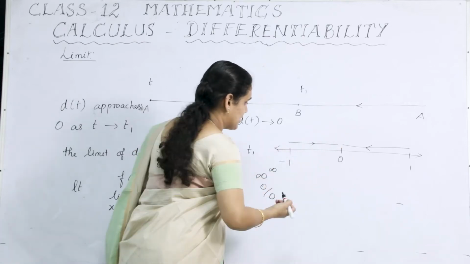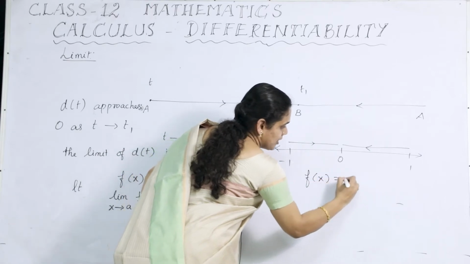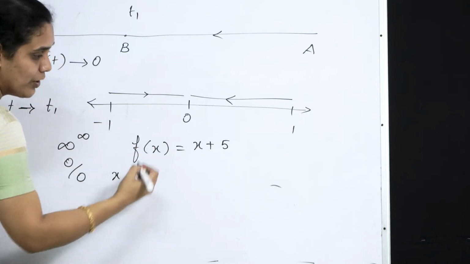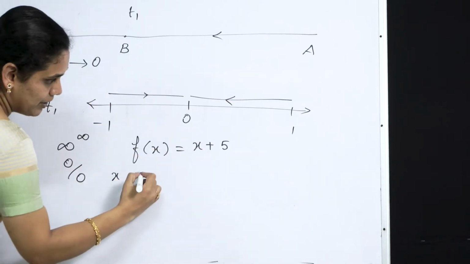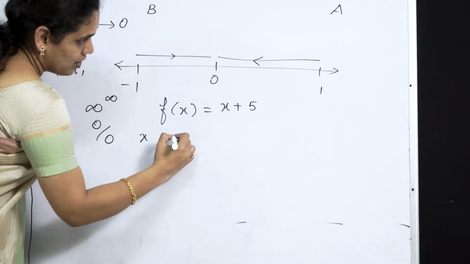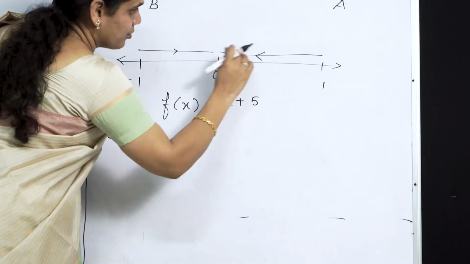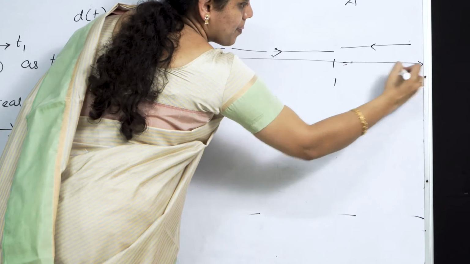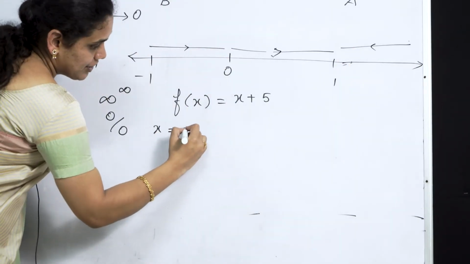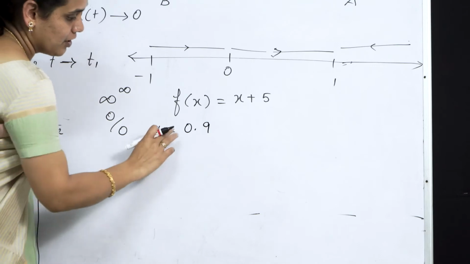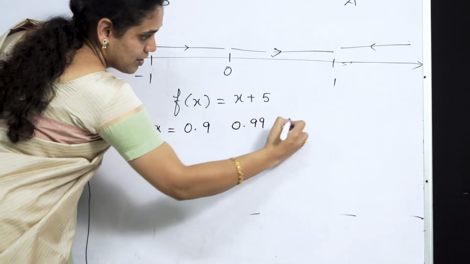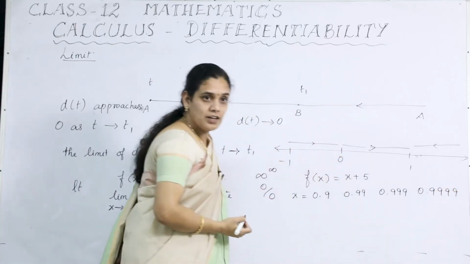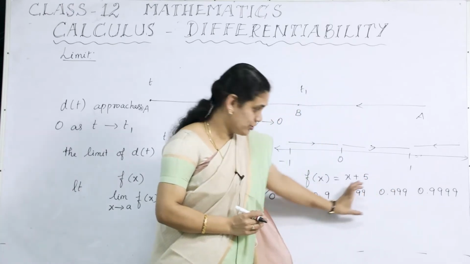We are just approaching. For example, if you take a function as f of x equal to x plus 5, x is moving towards 1 from the left side. It will be easy to understand for this function. So I am taking 1. Okay. So x can take 0.9, right? Or 0.99, 0.999 or 0.9999. See? It is not equal to 1. It is just approaching 1, isn't it?